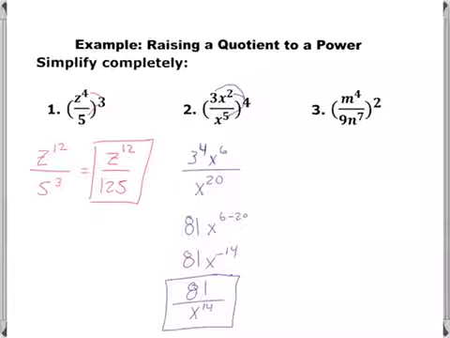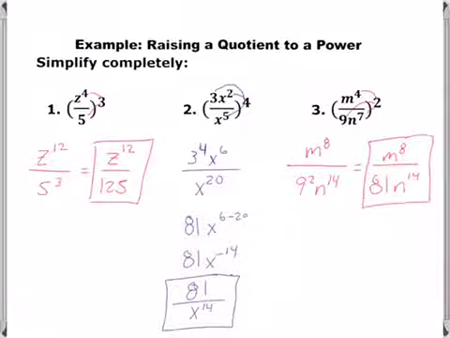We'll continue to do the same thing in example 3, m to the 4th over 9n to the 7th, all of that squared. So the 2 gets applied to everything inside here. So 4 times 2 is 8, so m to the 8th over 9 squared n to the 14th. Well, 9 squared is 81, so we can simplify that down. The n to the 14th stays, and the m to the 8th stays. So our answer becomes m to the 8th over 81 n to the 14th.